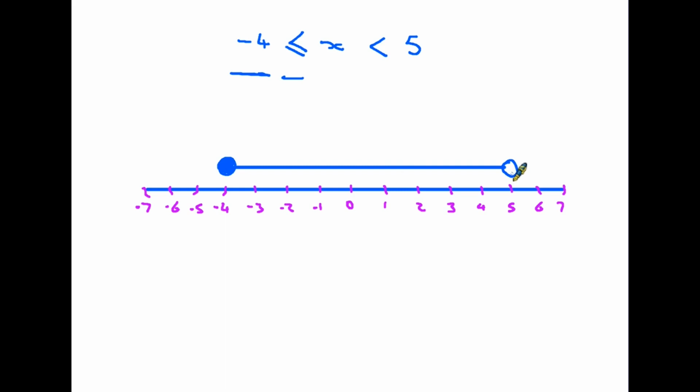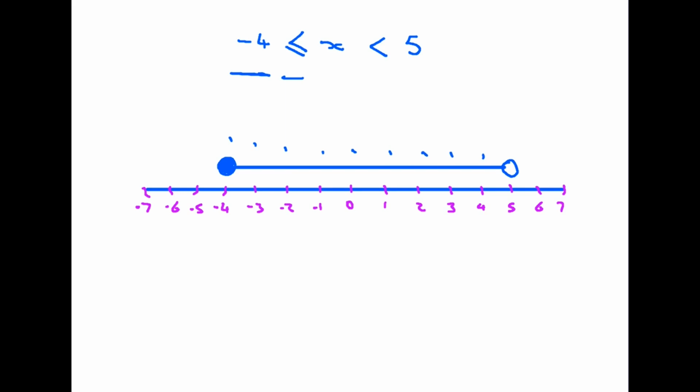On the other end, however, x is smaller than 5. It is not equal to 5. To show that it is not equal, we leave that circle empty. Therefore, an empty circle shows that it is unequal. A closed circle shows that there is an equality there. So looking at this line here, the values of x are -4, -3, -2, -1, 0, 1, 2, 3 and 4, but not 5.